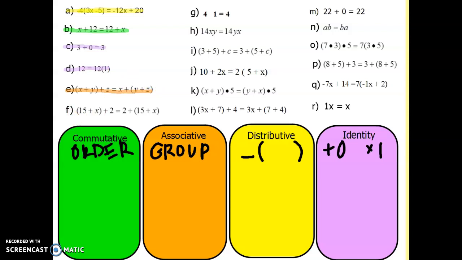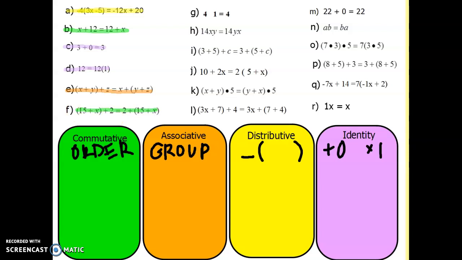All right, take a look at F. This one's tricky. Although you might have been tempted to say grouping because you notice grouping symbols, take a look at what's grouped, 15 plus X, 15 plus X. So they are actually grouped exactly the same. But what you should notice is the order is different. 15 plus X plus 2, 2 plus X, or plus 15 plus X. So my order is different. So that would be a green one.